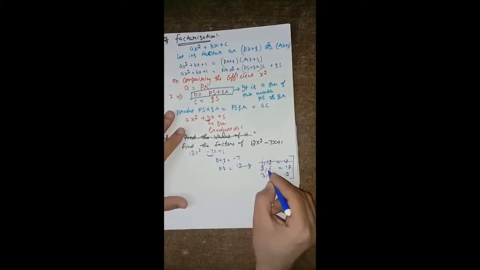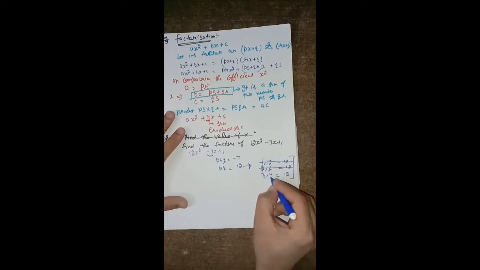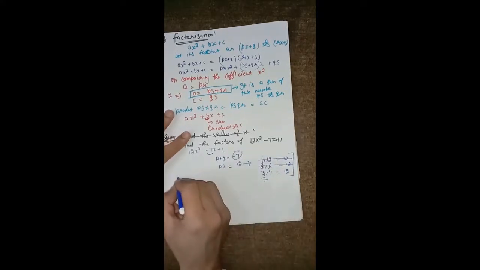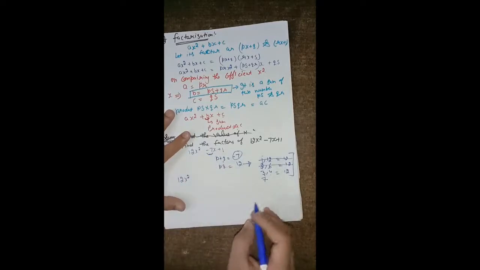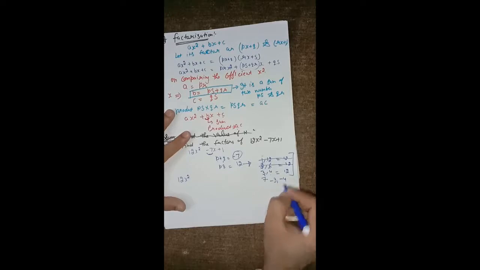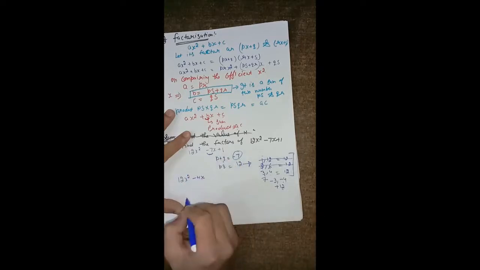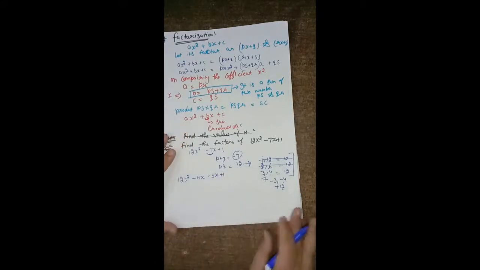Now if we assume 2 and 6, their sum will be 8 and their difference will be 4. Not possible. Now move on to the third, 3 and 4. The sum will be 7, which is required. Now 12x square. But we want to make minus 7, so we will assume minus 3 and minus 4, and the product will be minus 3 into minus 4 equals plus 12. Hence minus 7x will equal minus 4x minus 3x.